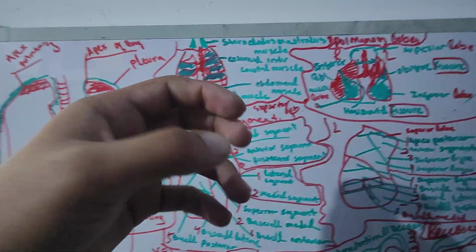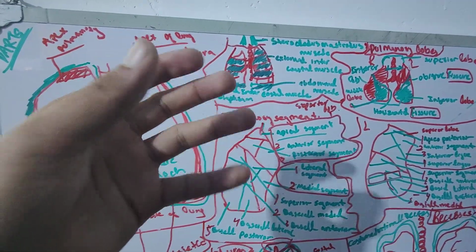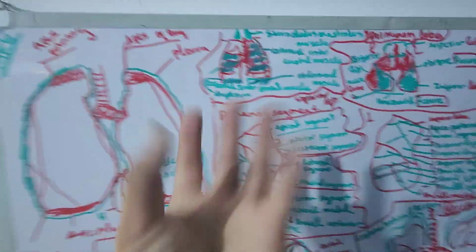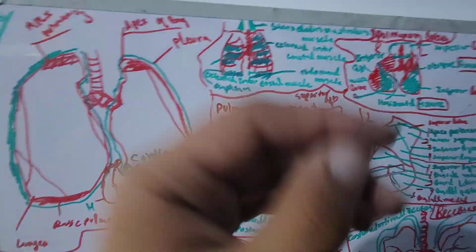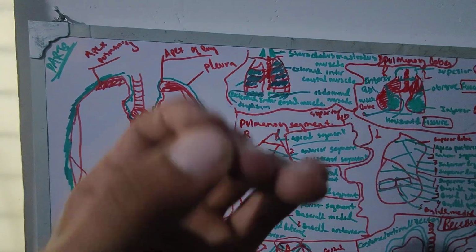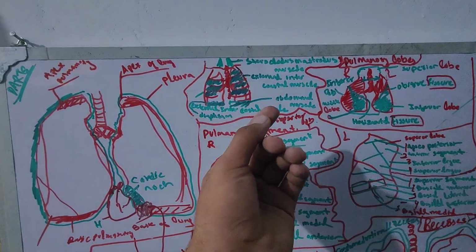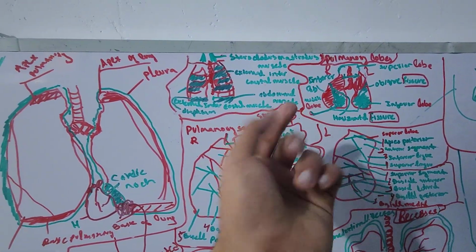Then when it expands, the air comes in. But how do we release the CO2 outside into the environment? For that, we have the external intercostal muscles and abdominal muscles.